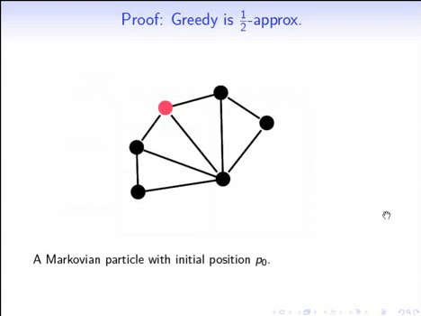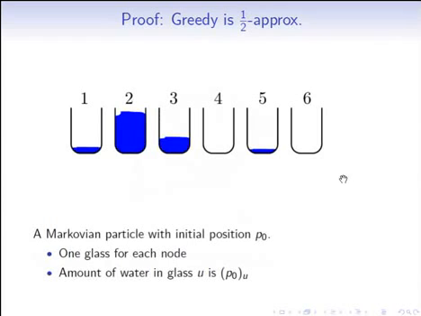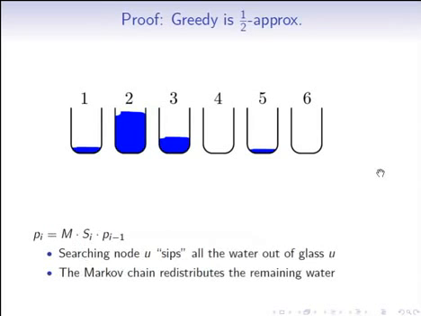So here's the picture that we had before. We had a graph with a Markovian particle with initial position p0. But instead of thinking about it like this in terms of a graph with connected nodes, I want you to think of it as a number of glasses, each full of water. So we'll have one glass that corresponds to each one of the nodes of the original network. And the amount of water in the glass corresponds to the expected number of particles in that node.